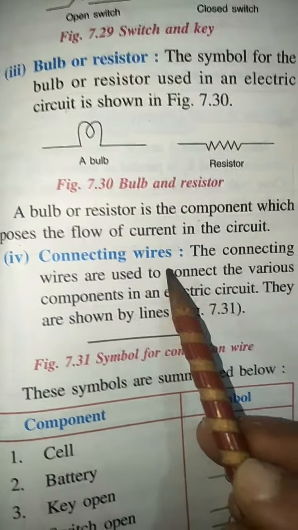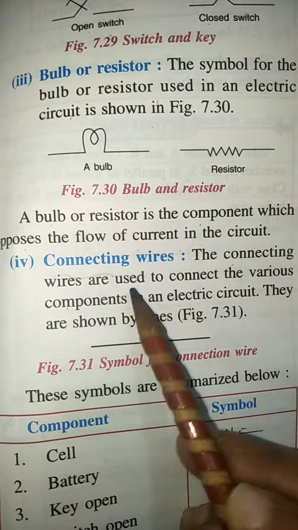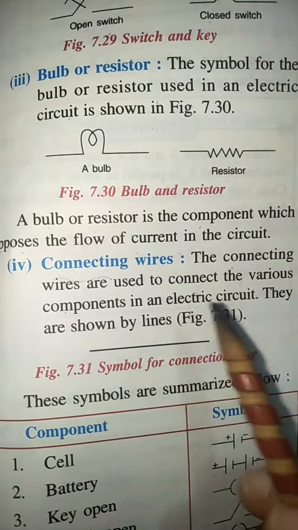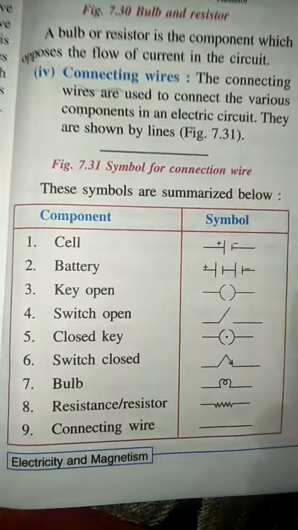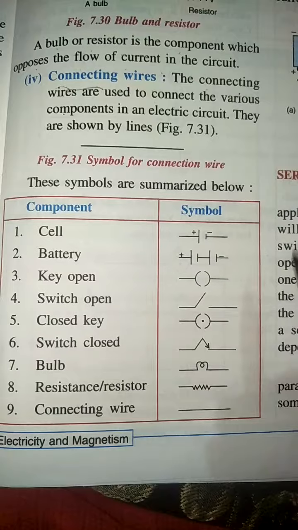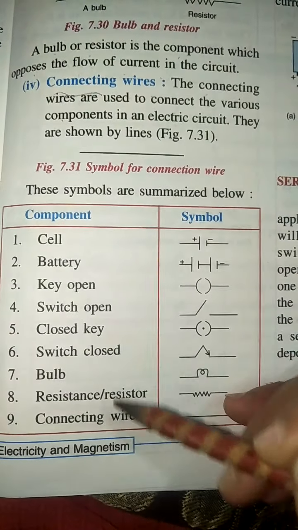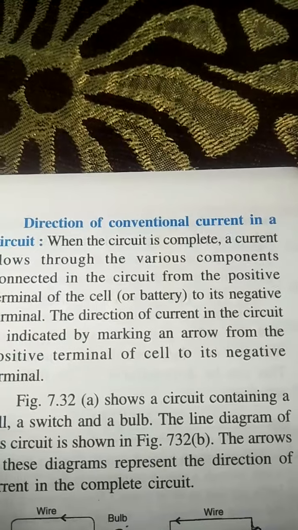Now connecting wires. The connecting wires are used to connect the various components. Obviously, the name tells us. All those components which we just studied, the wires connect them, and that's why they are called connecting wires. Now this is the table which you should see properly and learn also. These are the components and these are their symbols. You should know this.